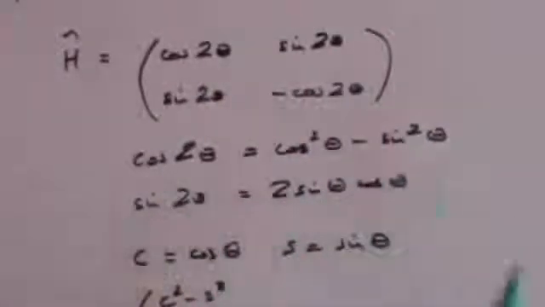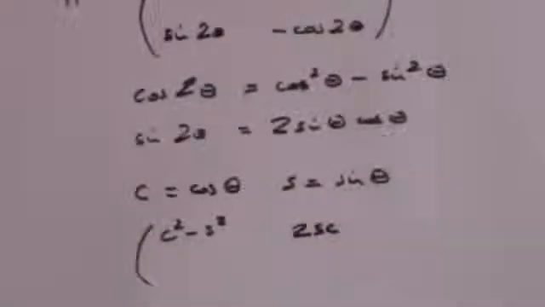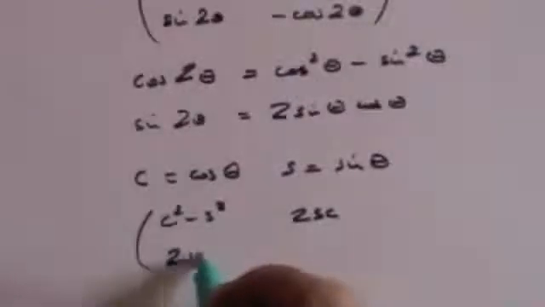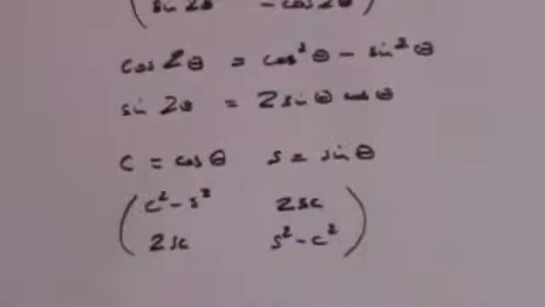The top right hand corner is sine 2 theta, which is 2 sine cos. So that's going to be that. The bottom left hand corner is also going to be 2 sine cos. And the bottom right hand corner is going to be minus this term here, which is just going to be sine squared minus cos squared. So that's the shorthand version of this Hermitian operator as adjusted by the identities.